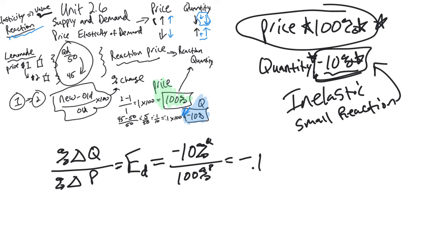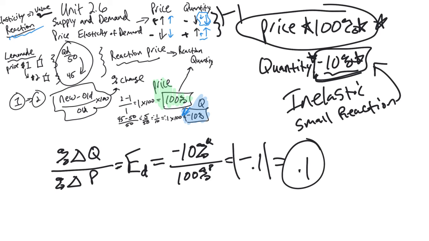So if one is positive, then the other is negative, and if one is negative, the other is positive. So we're always going to get a negative, and we always take the absolute value of it. The absolute value of this equals 0.1. So this is our elasticity of demand coefficient.